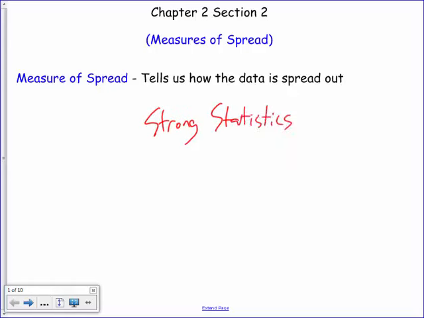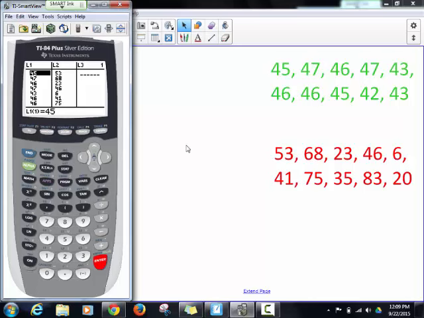So we're going to get both these lists typed into our calculator. So if you go into your statistics and edit, and if you notice, I have both my lists typed in. Just make sure you have 10 pieces of data for each. So pause your video and get your list typed into your calculator so you can follow along with the rest of it.